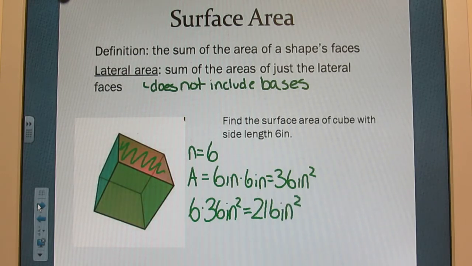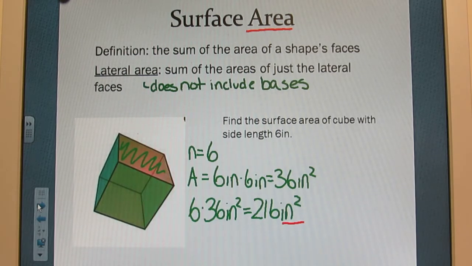And this makes sense because we're looking for a surface area. So if we're looking for a surface area, our units are still going to be square. If you're looking for an area, you will always end up with square units.